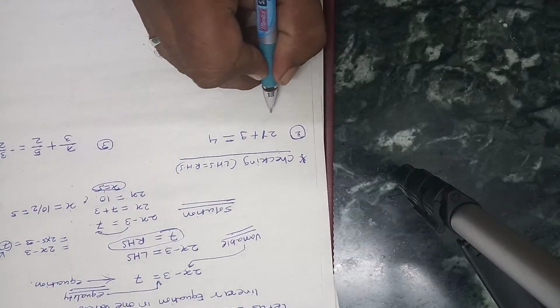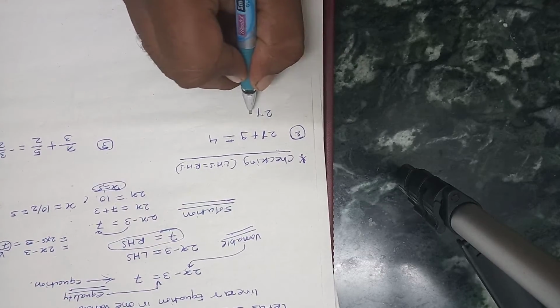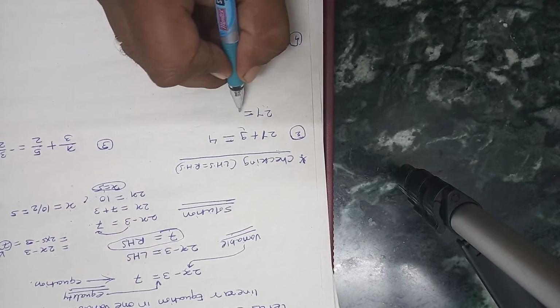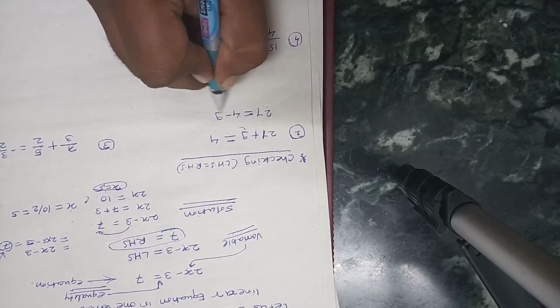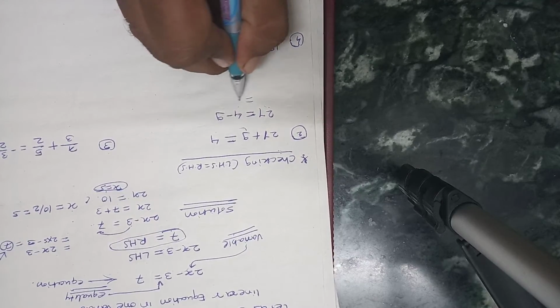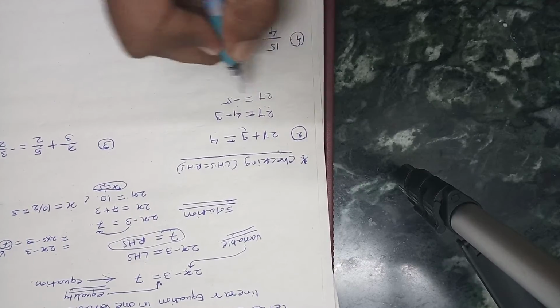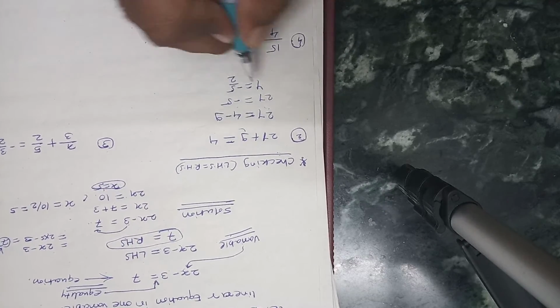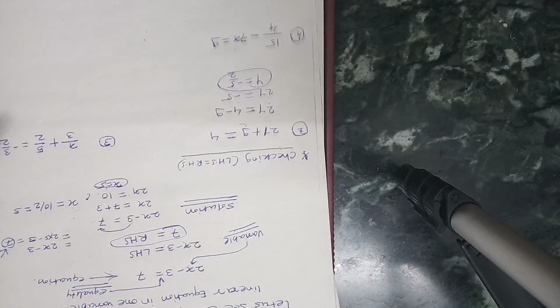Let us see another example, that is 2y plus 9 is equal to 4. So in this case 2y on LHS side, we will shift that 9 here, that will be 4 minus 9. 4 minus 9 is minus 5. 2y, that is y is equal to minus 5 by 2. Answer is minus 5 by 2.